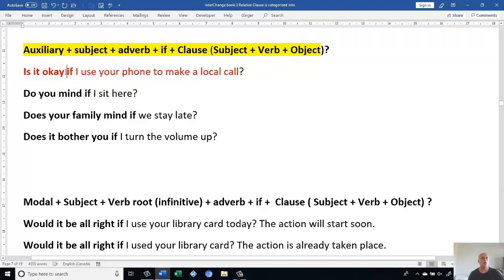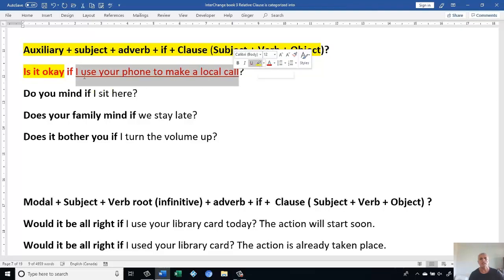Then if we look here, we have two sentences. This is the first sentence, and then we have the if clause. We have the second sentence here. We see the two sentences are connected with if. Because here we have the present, this side also will be present. Then we could say, is it okay? Then connecting if I use your phone to make a local call.